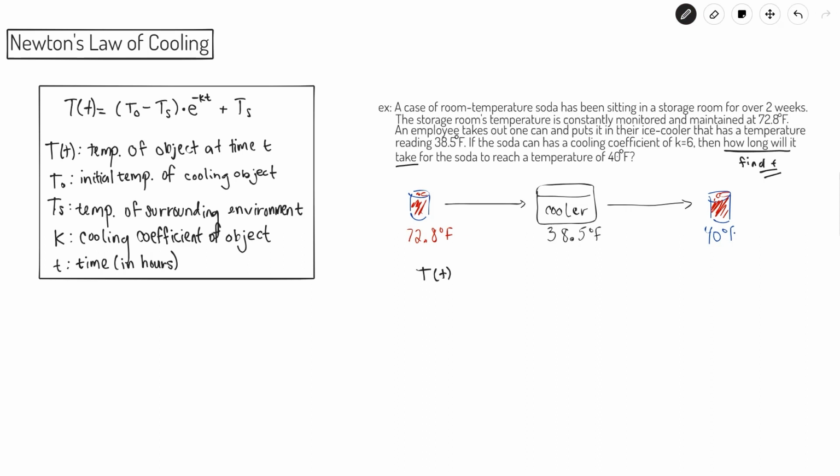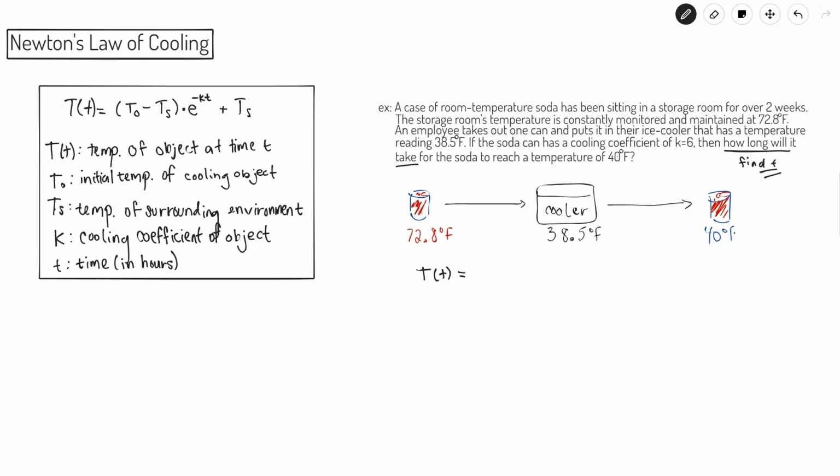And we know that when we're solving any type of equation, we need to plug in what we know and solve for what we don't know. We don't know t, so I'm going to plug in everything except for t. That means I need to plug something in for T of t, for T sub naught, for T sub s, for K, and again, once more, for T sub s. Once I do that, I will be able to set up an equation that I can then solve for the variable t, time. And so T of t, what is T of t? T of t is the temperature of the object at the time t.